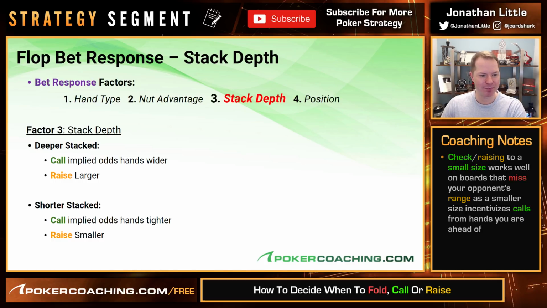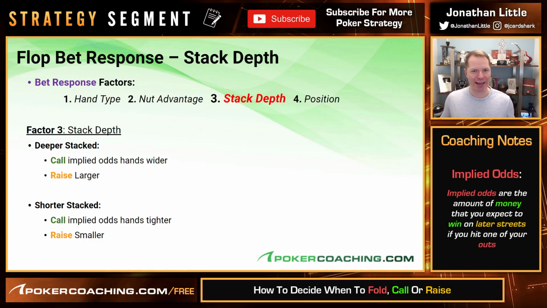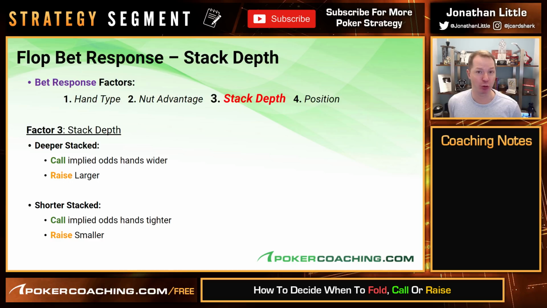Next, stack depth is very important. As you get deeper stacked, you're going to find that you get to call bets with implied odds hands wider. So hands like backdoor flush draws become decently valuable as you get deeper and deeper stacked, because if you do happen to improve to a backdoor flush, you're very likely to get paid off for a huge amount of chips.